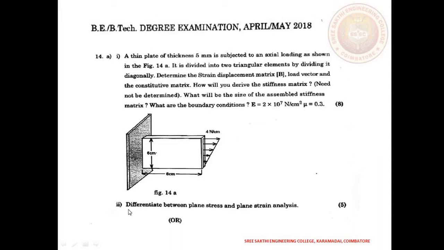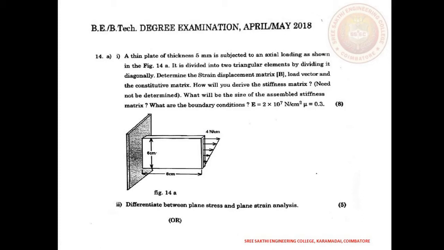The next one, 14th A second, is a 5 mark question, that is plane stress and plane strain analysis. I already explained what is the meaning of plane stress and what is the meaning of plane strain. So plane strain is nothing but the longitudinal dimension, for example, a pipe. Plane stress is considered for a plate element. For a plate element we need to calculate it. So that is plane stress.